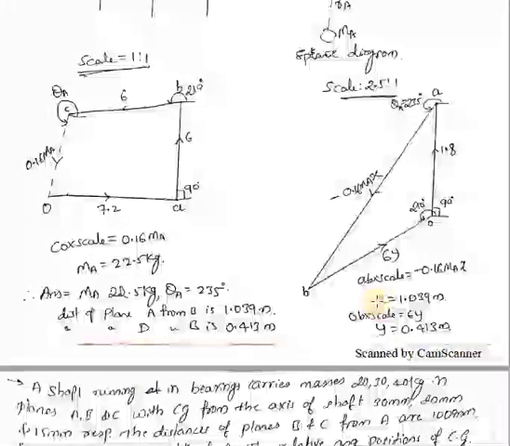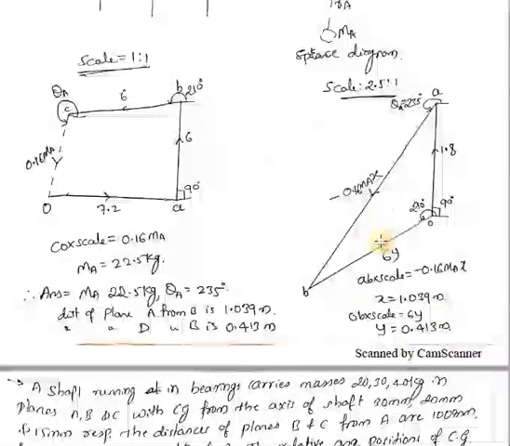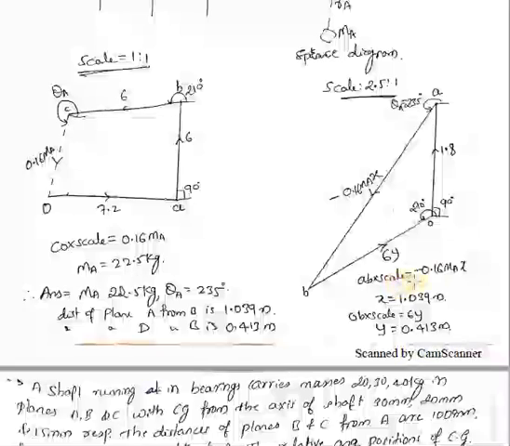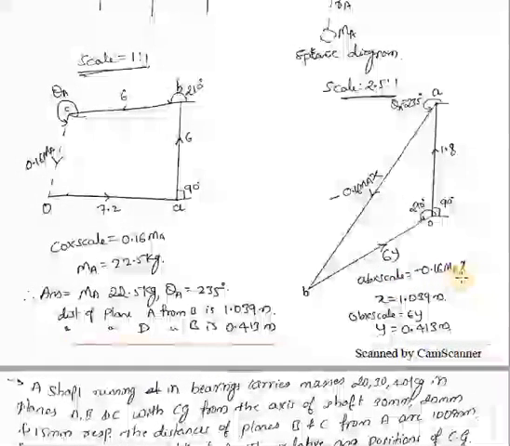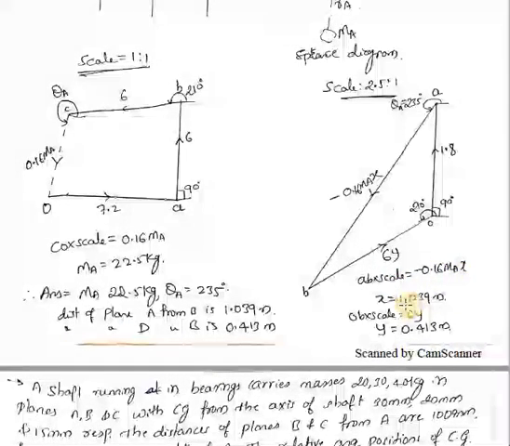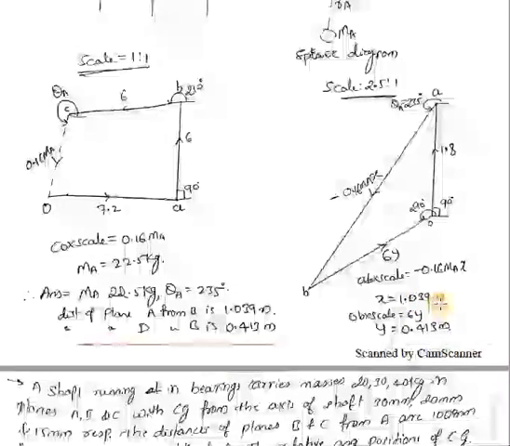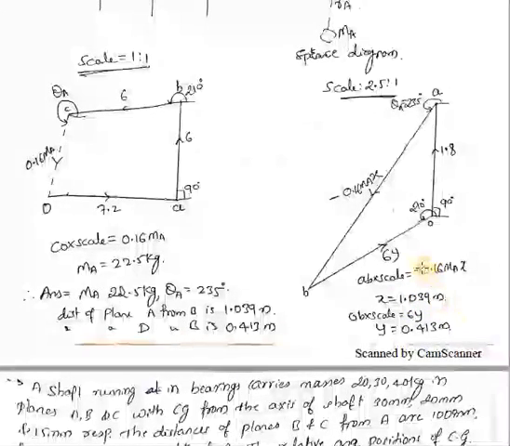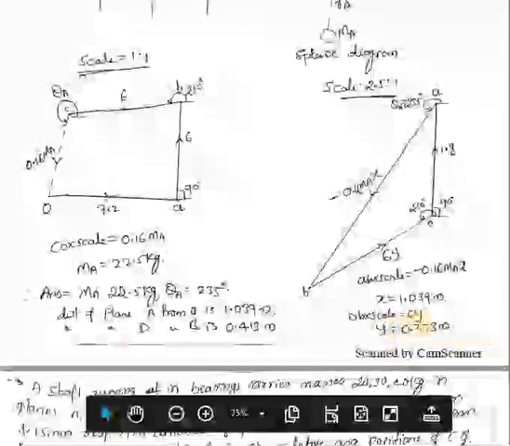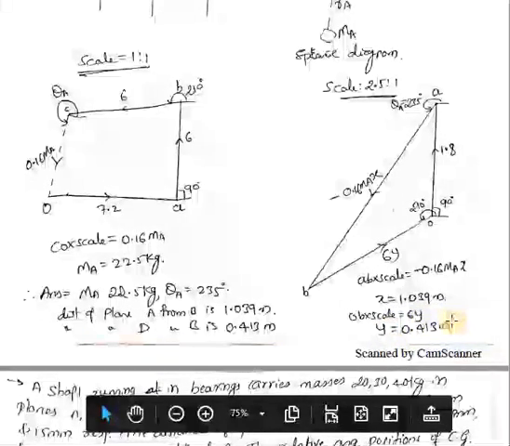Okay, so here from the couple polygon, AB into scale equal to 0.16 MA into X. From this we will get X as 1.039 meter. Similarly, OB into scale equal to 6Y and Y will be 0.413 meter.